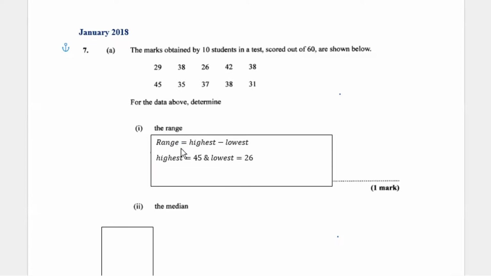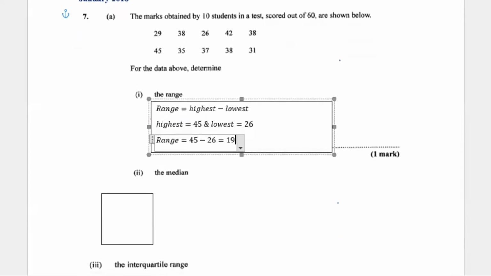So therefore, our range for this data set is equal to the highest minus the lowest. It will be 45 minus 26, and when you do that calculation, you will get 19. So the range for this data set is equal to 19.